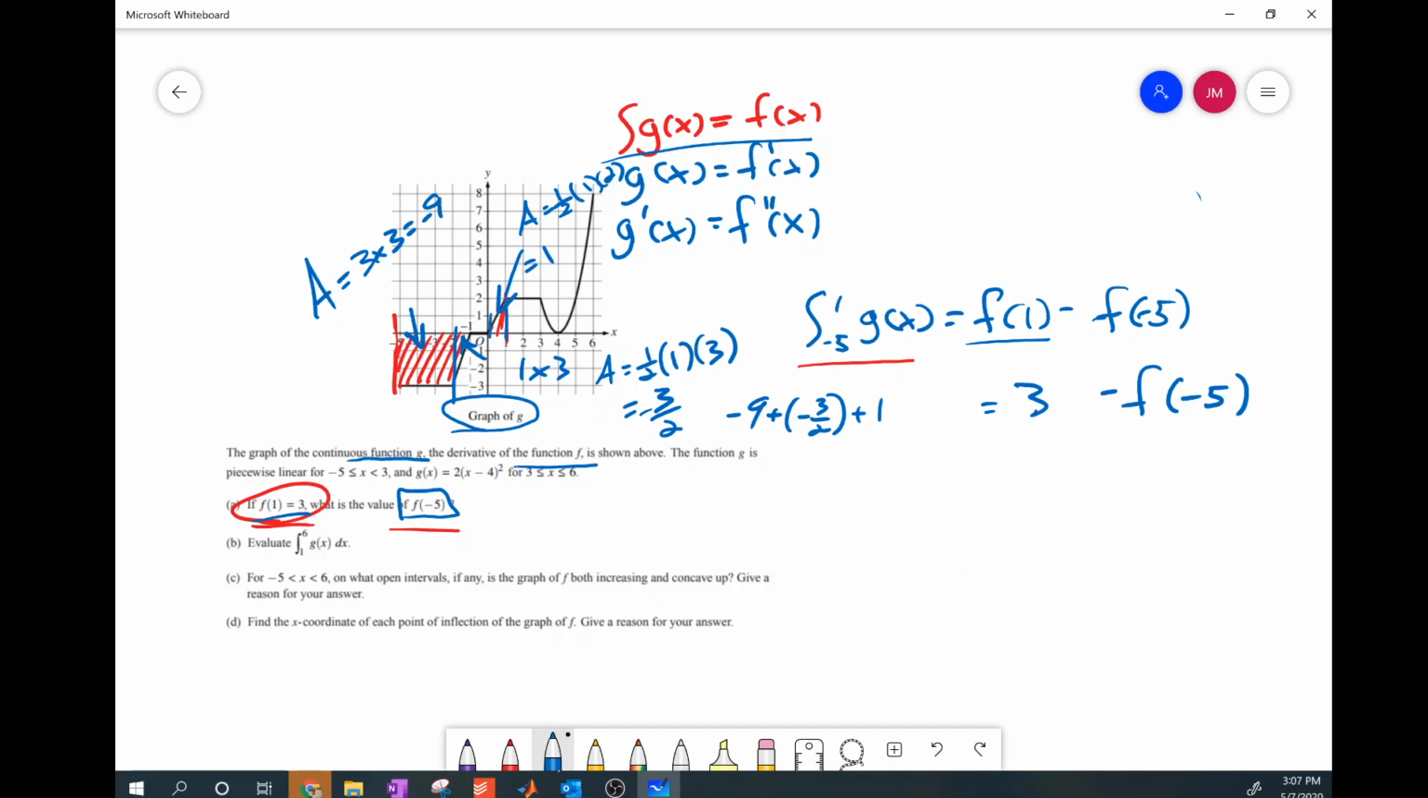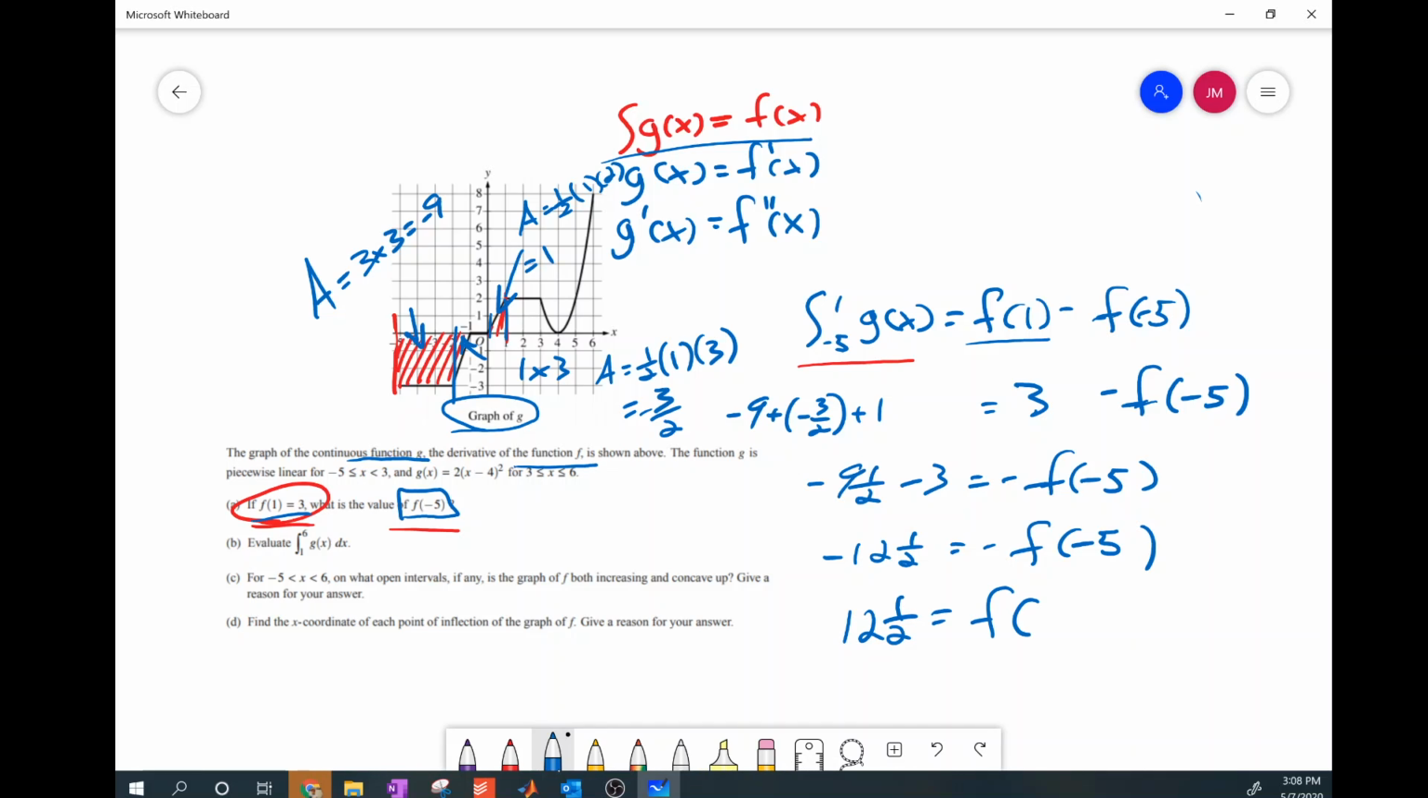Good, so we're getting somewhere. Our only variable left is the f of -5. So that means we're going to do -9 plus -3/2, that's -10.5, plus 1, that's -9.5. We're going to subtract 3 on both sides, and that's going to be -12.5 equals negative f of -5. And since they're both negative, the negatives cancel out, and we're left with f of -5 equals 12.5. And that is your solution for A.